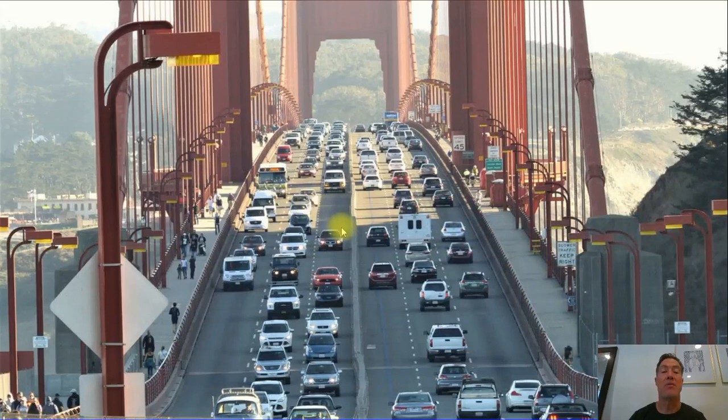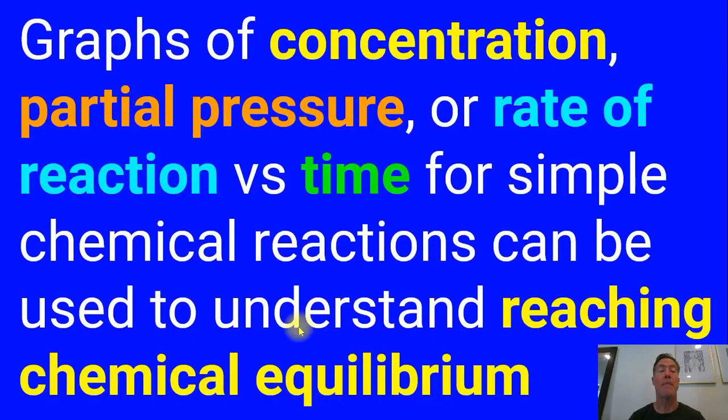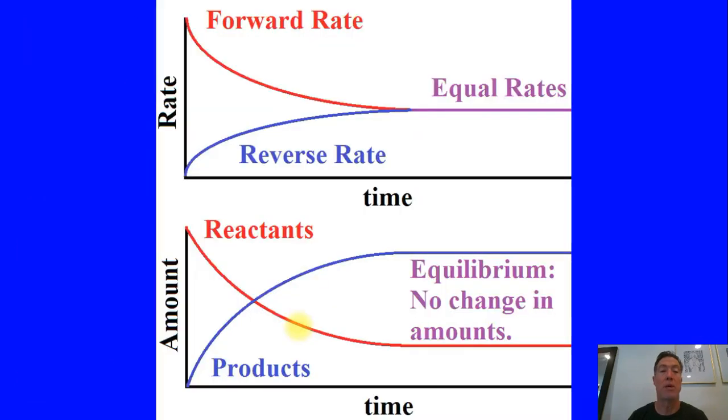Another way to think about it is if you've got a bunch of cars going onto this side of the city and a bunch of cars going on this side of the city, and if the net outflow equals the net influx, then the overall population on both sides of the bridge is going to remain the same, even though, right, cars are streaming across in both directions. So when we look at a graph of concentration or partial pressure or reaction versus time, we can see how this can be used to describe chemical equilibrium.